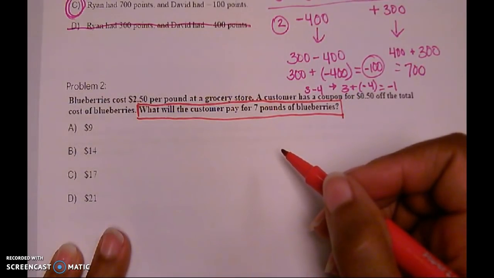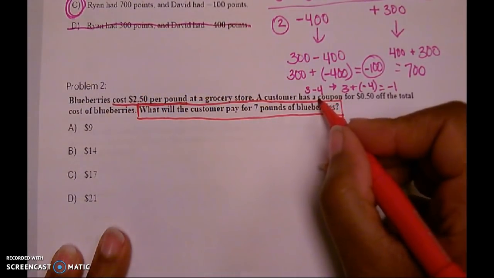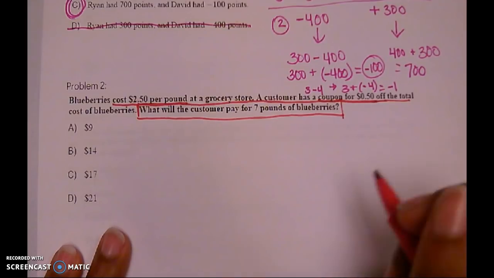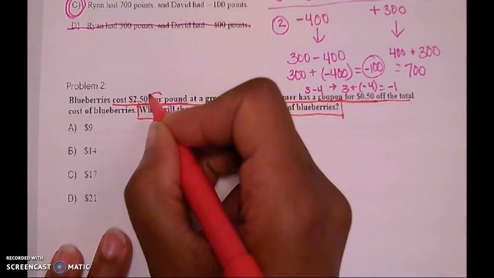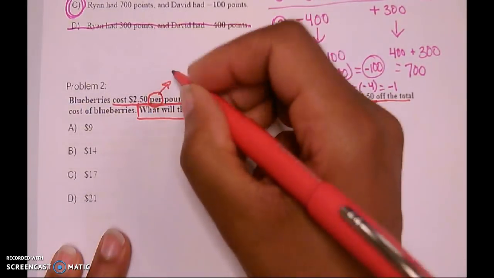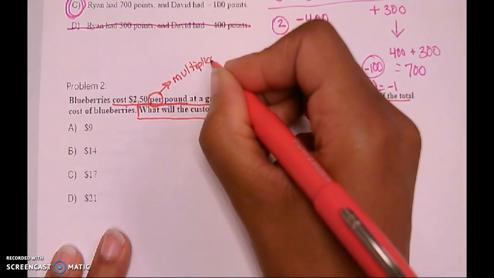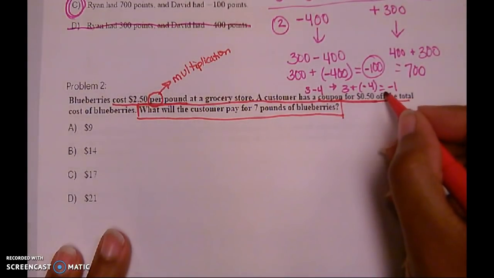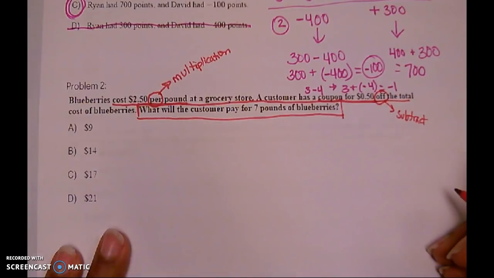Alright, next thing I'm going to do is underline important information. Well, I need to know the blueberry cost. It's important that they have a coupon and that it's a coupon off the total. So those are important information to me. I'm going to circle important vocabulary words, okay? This "per" is important. If something is $2.50 per pound, that means we're pretty much multiplying. This is a multiplication word. Okay? I think it's important that this coupon is 50 cents off. That means we're going to subtract 50 cents from the total.